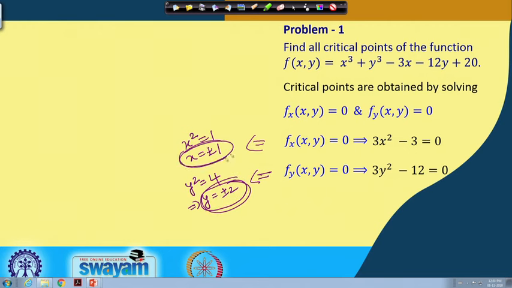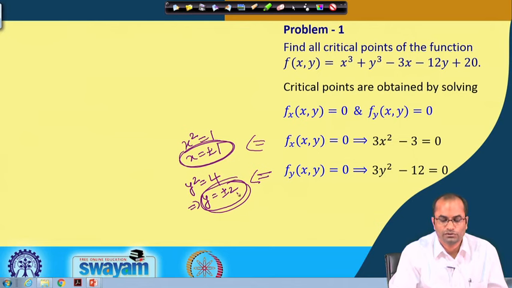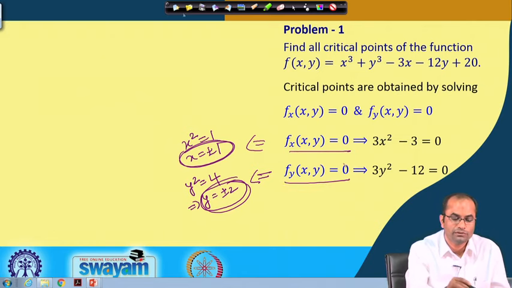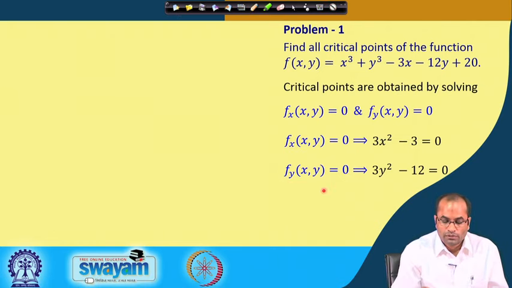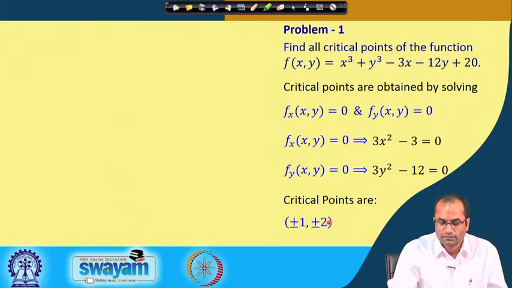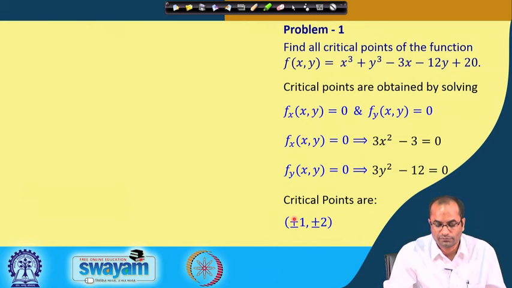So we have all these points where x is equal to plus or minus 1 and y is equal to plus or minus 2. At all these points f x is 0 and f y is also 0. So these are the critical points. We can take 1 and 2, then minus 1, 2, or plus 1, minus 2, so all these 4 possibilities are there.